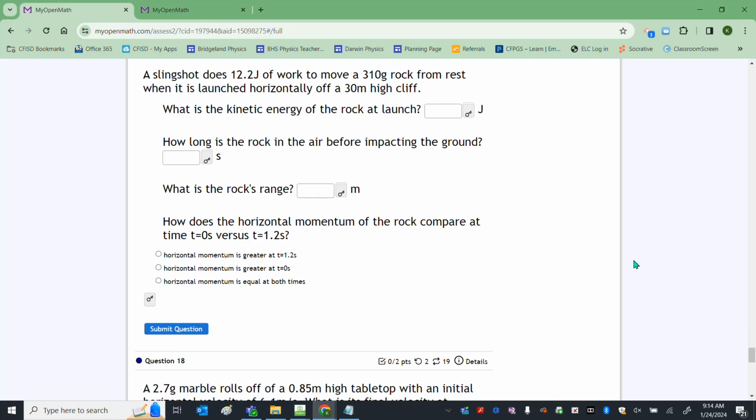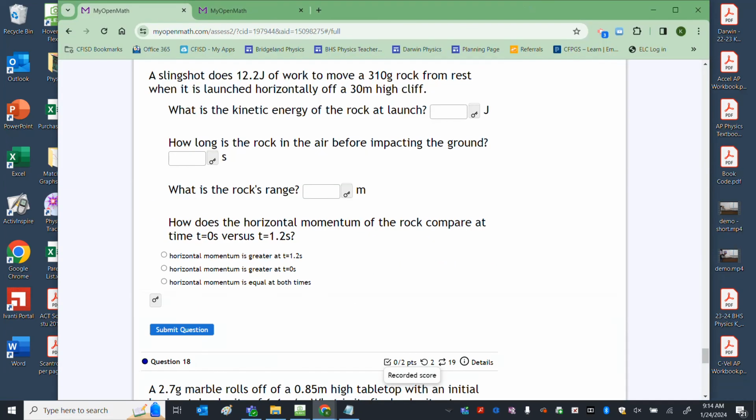Guys, if you do work to move something from rest, work is equal to change in kinetic energy. Since it's from rest, the work I do, that 12.2 joules, is the kinetic energy afterward. So if you wanted to actually answer this question, we would need to use the kinetic energy equation.